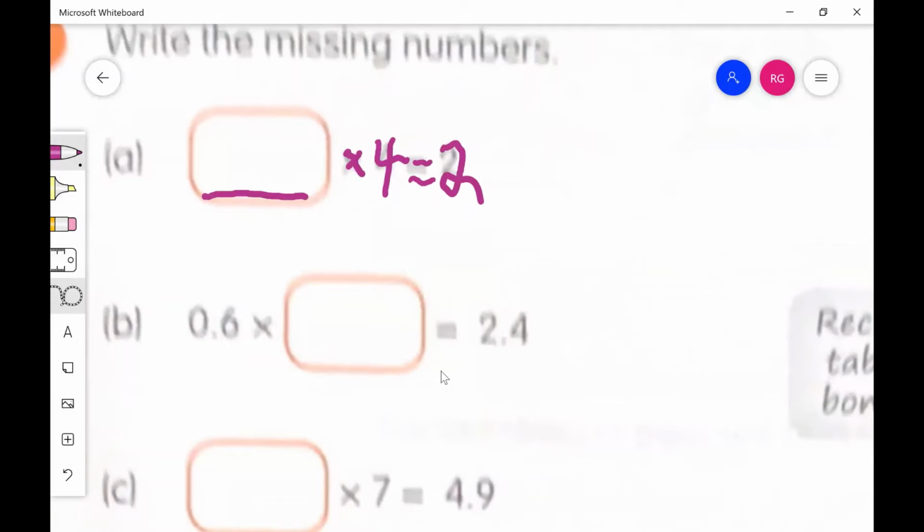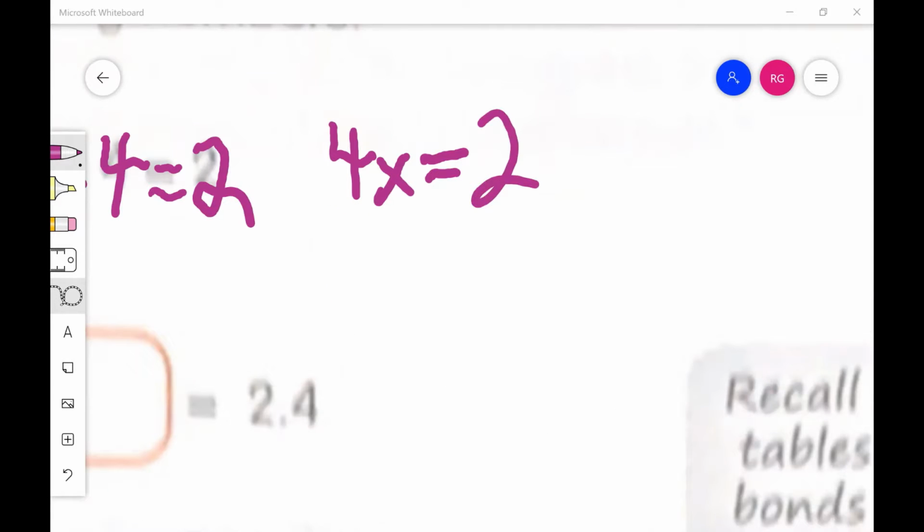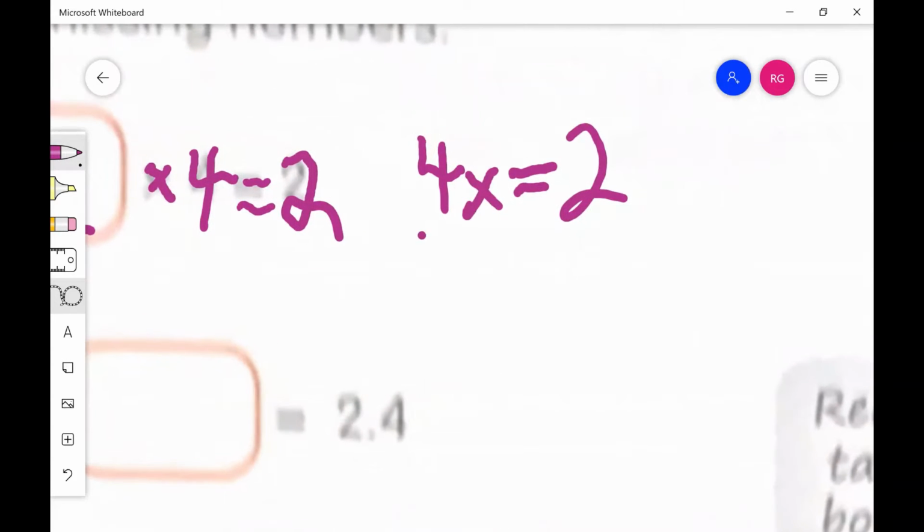One way I can think about this is kind of like a variable. I think of this as 4x equals 2. That's the way I think about that, right? We divide both sides by 4. Yes, Sun is correct. We need to divide both sides by 4. Oh, much better. All right.